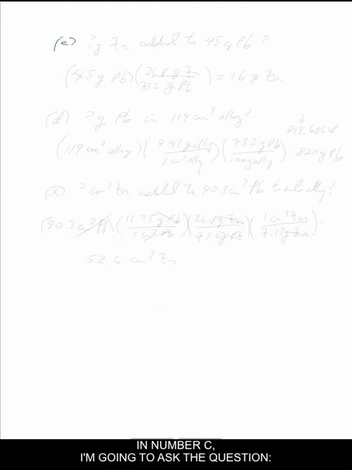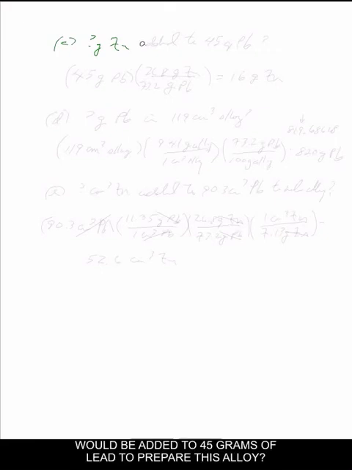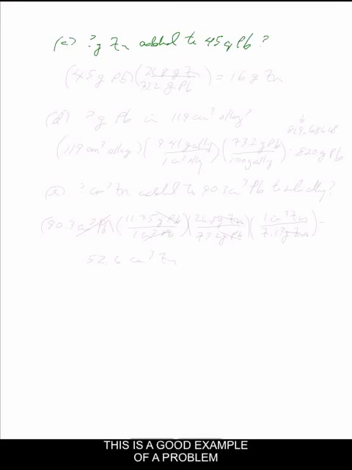In number C, I'm going to ask the question, how many grams of zinc would be added to 45 grams of lead to prepare this alloy? This is a good example of a problem where, in a conventional percentage approach, multiplying or dividing by the percentage as a decimal doesn't solve the problem very easily. But remember, we had a ratio here that gave us the zinc to lead ratio, which also, by the way, the other way around could give us the lead to zinc ratio.